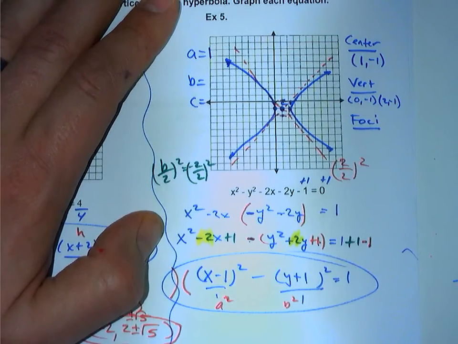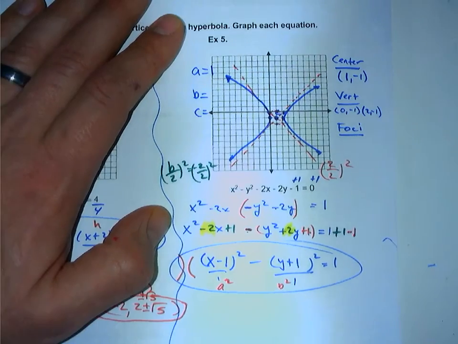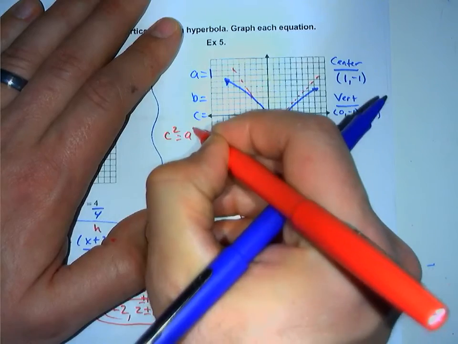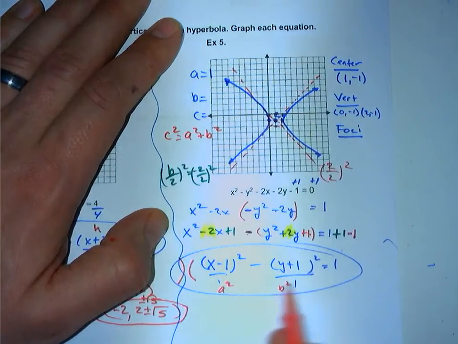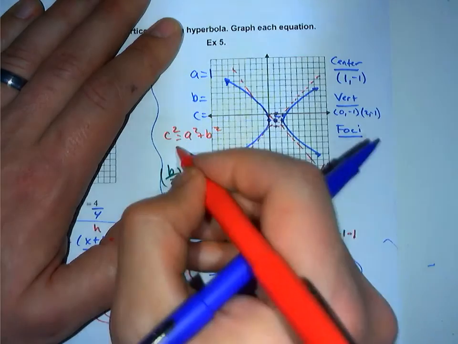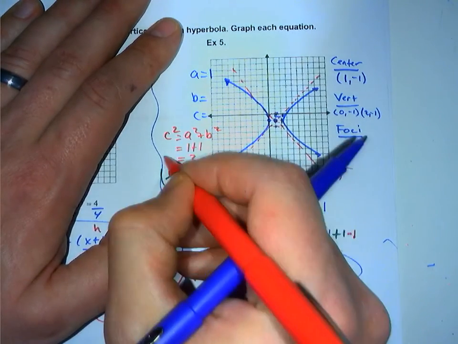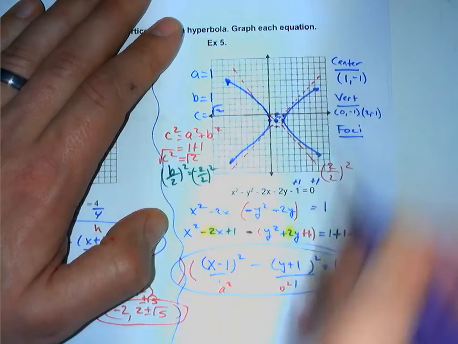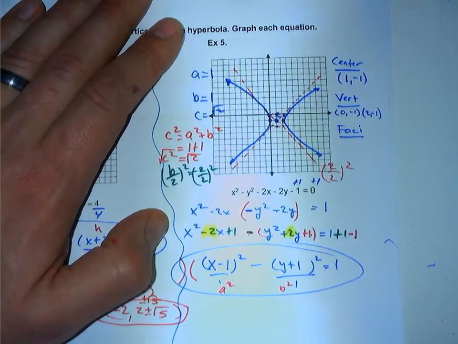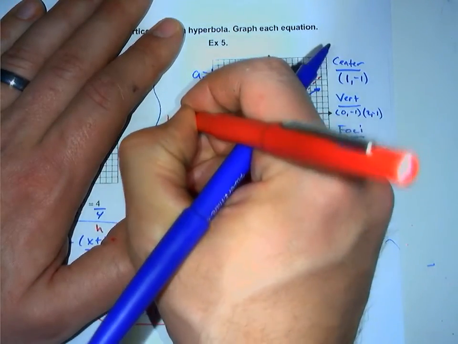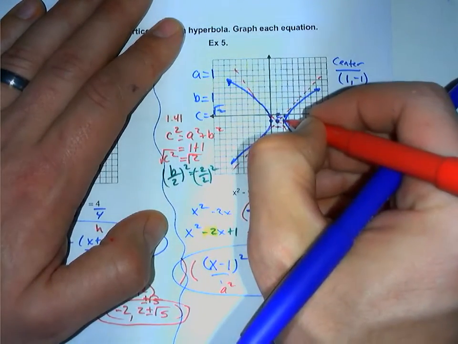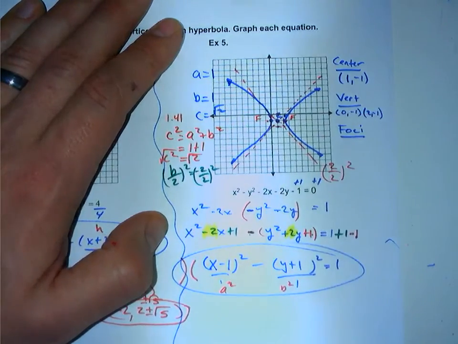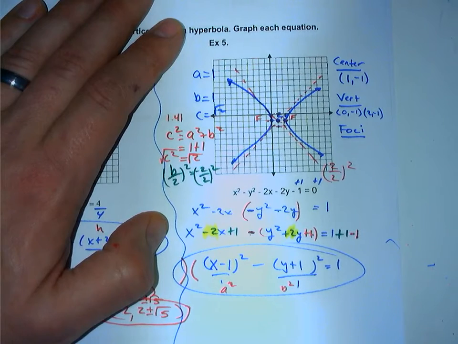Last thing I need is my C value. So I take a look. C squared is equal to A squared plus B squared. Come down here. That's 1 plus 1, which is 2 for C squared. I square root it, so I should get the square root of 2. The square root of 2, guys, is about 1.41 or so. So I'm going to go over 1.41-ish, over 1.41-ish for the foci there. Pretty darn close to those vertices.